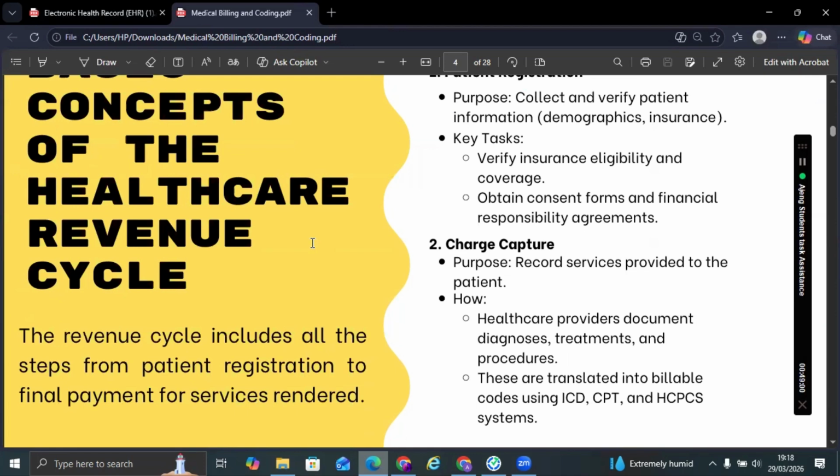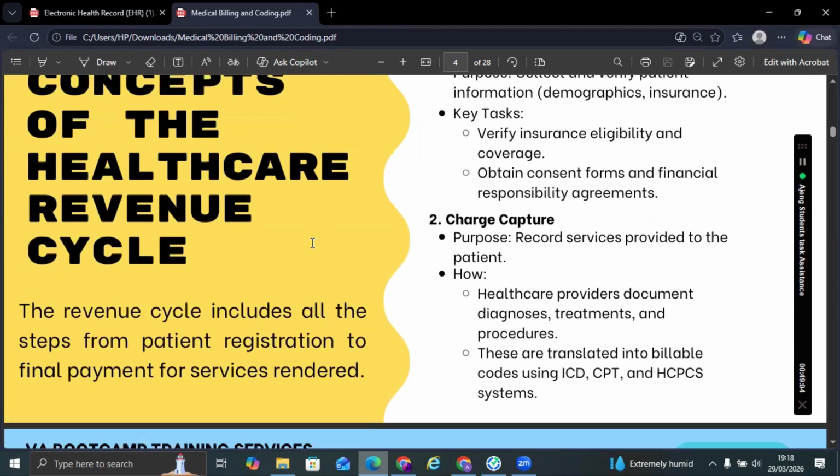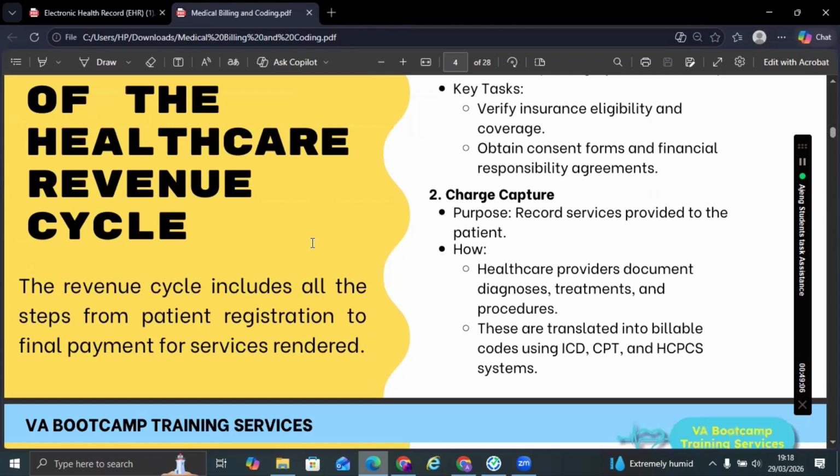Charge capture. The purpose: record services provided to the patient. How? Firstly, healthcare providers document diagnosis, treatment, and procedures. And these are translated into billable codes using the ICD, CPT, and HCPCS systems.